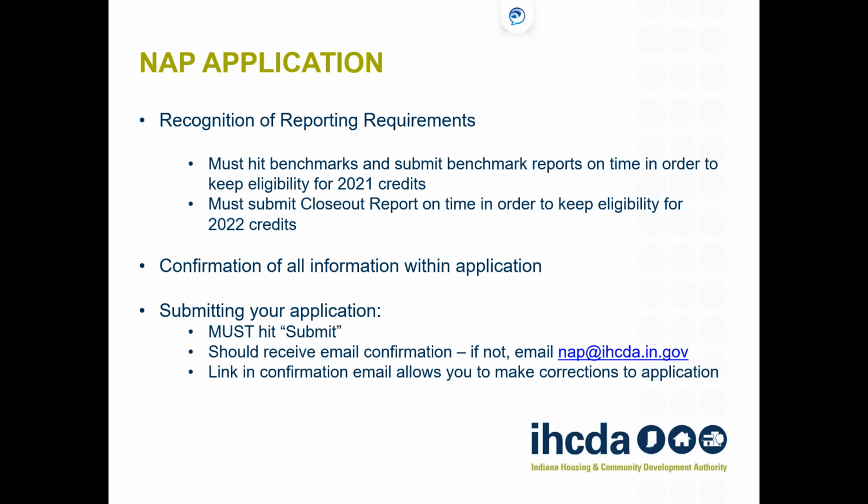And then also there is a closeout report that will be due in September 2021. And you are committing to submitting that closeout report in order to stay eligible for 2022 NAP tax credits. So again, we're putting that up front so that your agency is aware that even if you leave, everyone at your agency should know that these are the reporting requirements that you are committing to meeting in order to keep your NAP tax credits now and for the future.